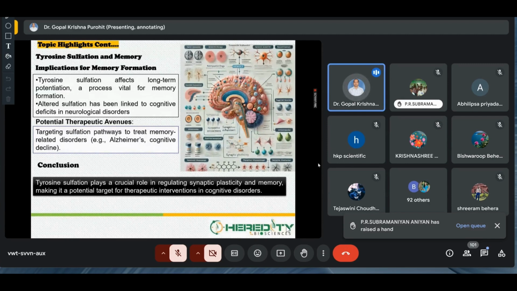The final conclusion is that tyrosine sulfation plays a crucial role in regulating synaptic plasticity and memory, making it a potential target for therapeutic interventions in cognitive disorders.